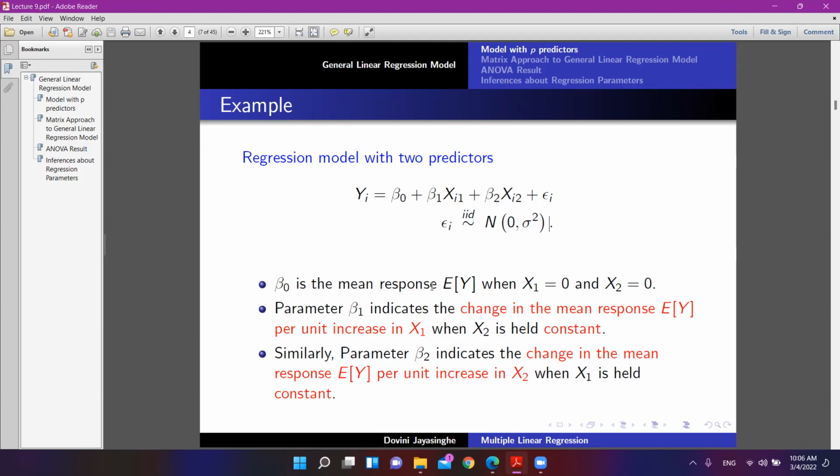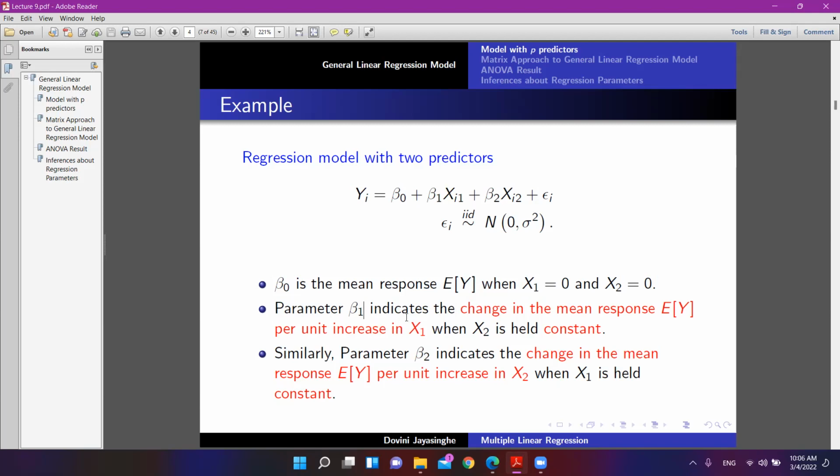Beta naught is the mean response when x1 is equal to 0 and x2 is equal to 0. That is correct, right? When this is 0, when this is 0, this is equal to this. Mean response, because the mean of epsilon i is 0. So the mean of this is 0, this becomes 0, this is 0. Then the expected value of y, or the mean of y, is equal to beta naught. That is how you interpret this.